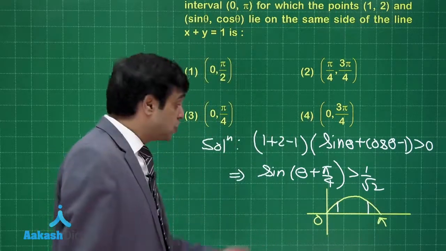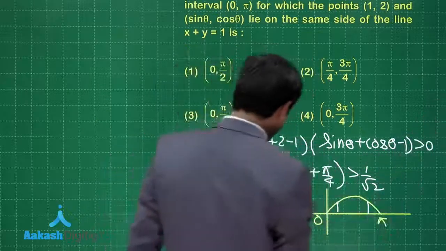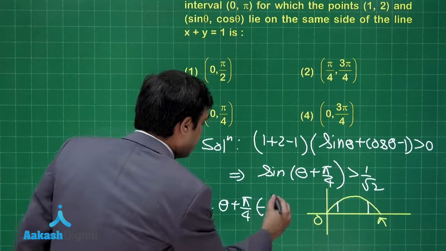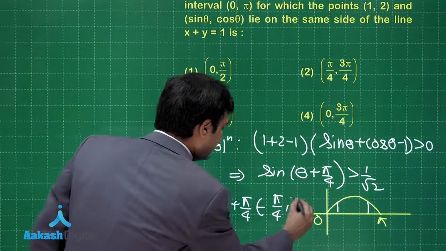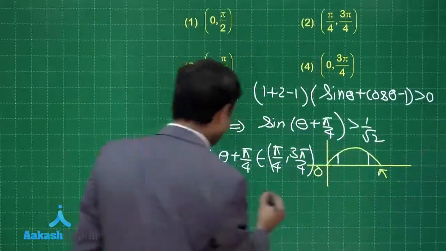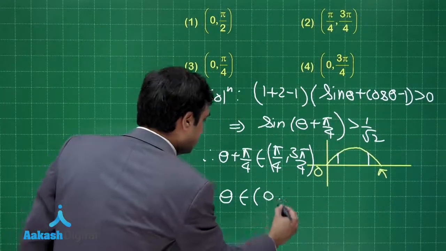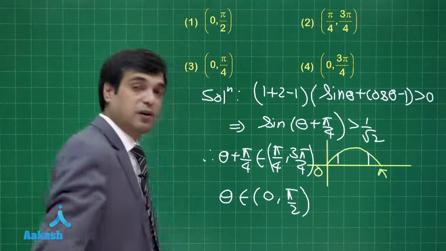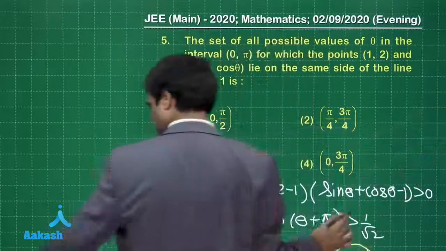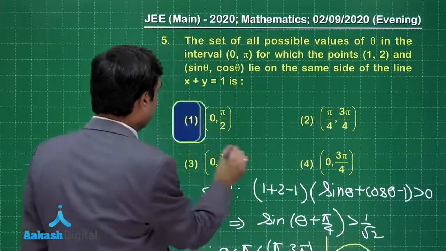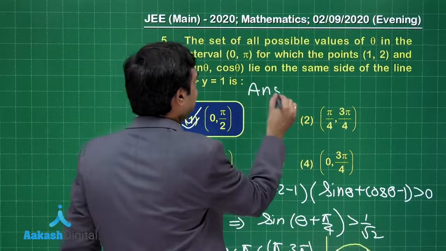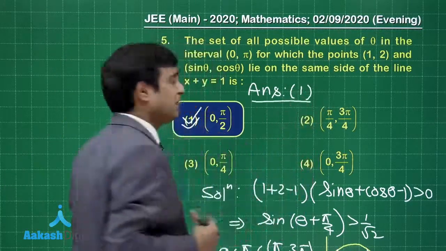This is clear. So theta plus pi by 4 is lying between pi by 4 to 3 pi by 4. So here comes the solution that theta is lying in the interval 0 to pi by 2. Now let's check out from the given options. 0 to pi by 2 is the requirement which is given here as option number 1. So this is the correct answer. So let's mark and mention. So I'm sure this is also clear.